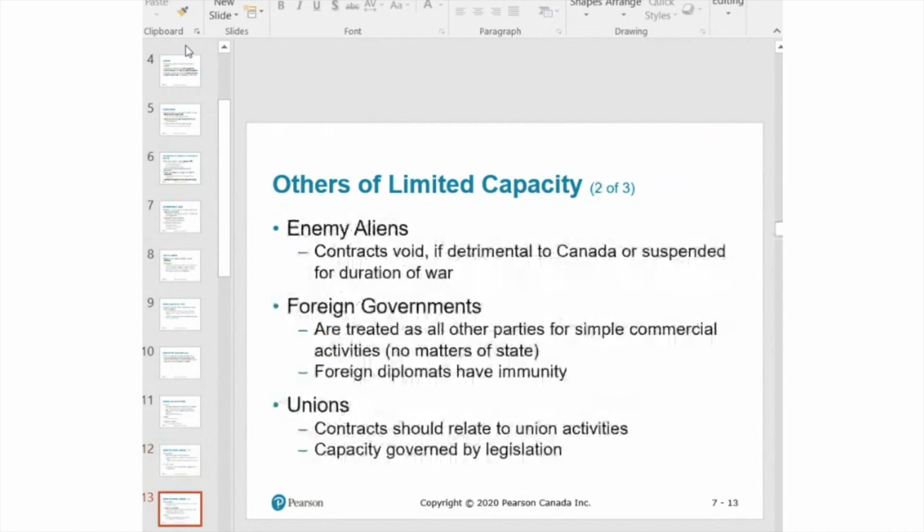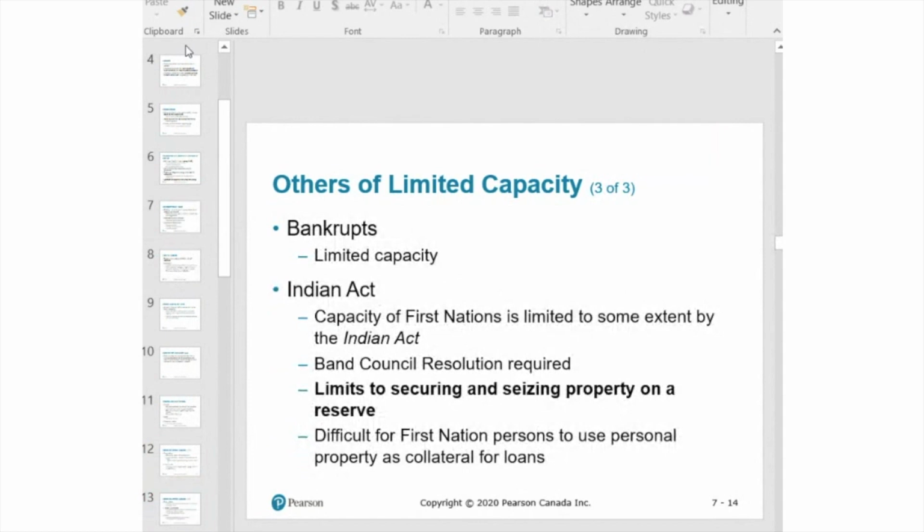limitations in capacity. We also have foreign governments, foreign aliens, unions, and here I want to just emphasize the Indian Act. The Indian Act says that a property of indigenous people, their property, their land, they cannot be used as security. They cannot be seized and sold by the creditor. So this is a type of limitation.